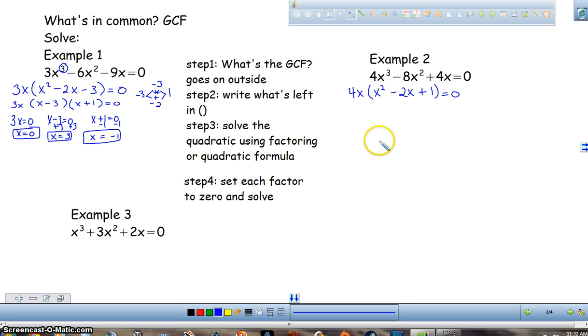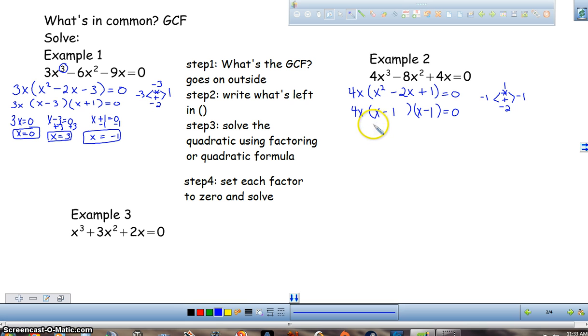And then step 3, solve the quadratic using factoring techniques, or you could use the quadratic formula. So I'm going to go ahead and bring down my 4x, and then I'm going to attempt to factor what's in these parentheses here. So what multiplies to 1 and adds to get me negative 2? Negative 1 times negative 1 is positive 1. Negative 1 plus negative 1 is negative 2. So we would have x minus 1 squared.